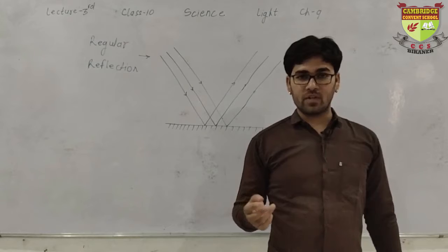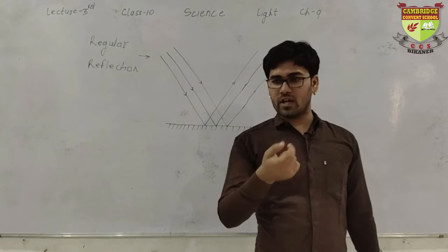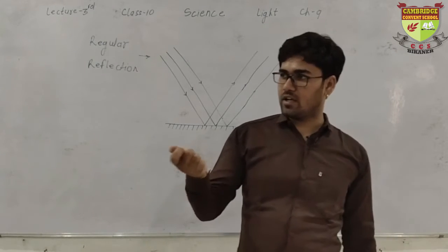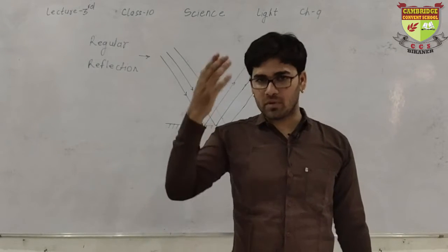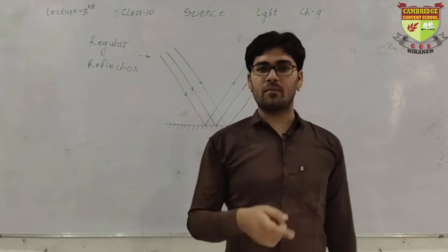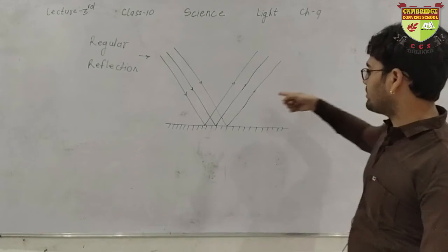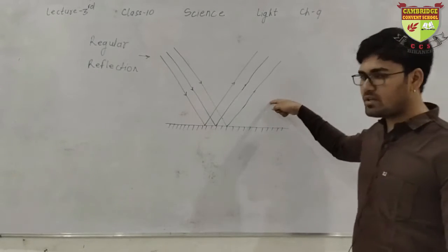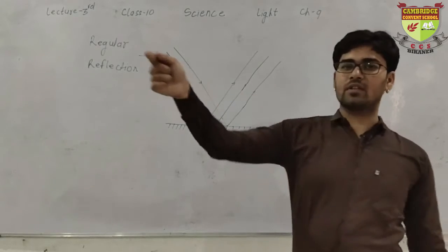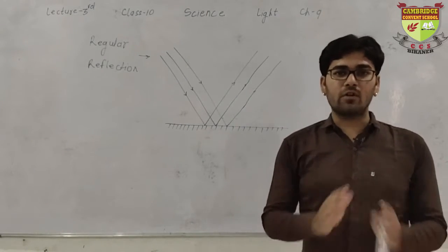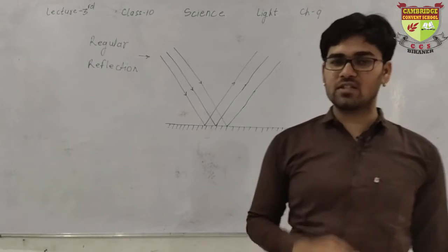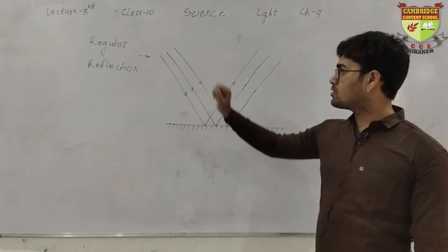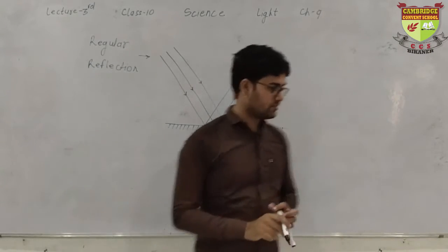This happens when I have a torch or a laser light in my hand and I shine it at a mirror, a smooth mirror in which we see our face. The light will strike that mirror, and after reflection that point of laser light will go in the same medium. It will not scatter. That kind of reflection is known as regular reflection. Clear? Now what about diffused reflection? Let's study the other one.